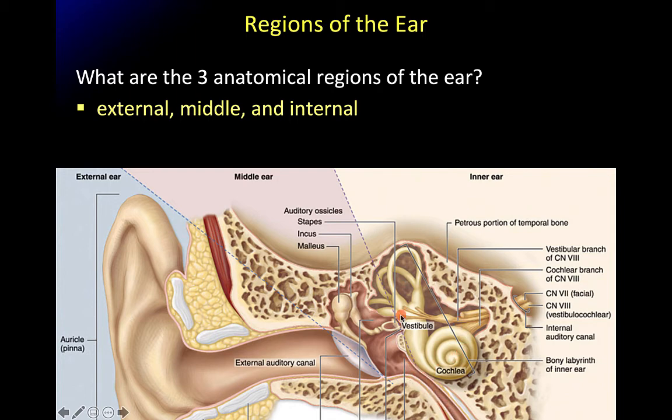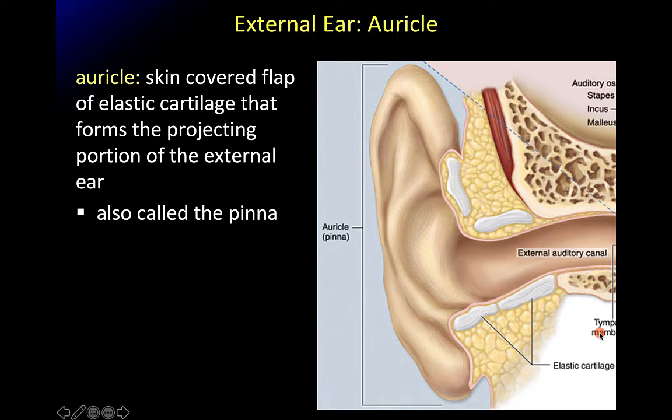which connects to the nasopharynx to allow for exchange of pressure. And then we have our inner ear, which is this fluid-containing area here with the cochlea for hearing and the vestibule and semicircular canals for equilibrium. Those, of course, are going to give rise to the vestibular and cochlear branches of the vestibulocochlear nerve, cranial nerve number 8. So let's take a look at these various parts, beginning here with the auricle or pinna.